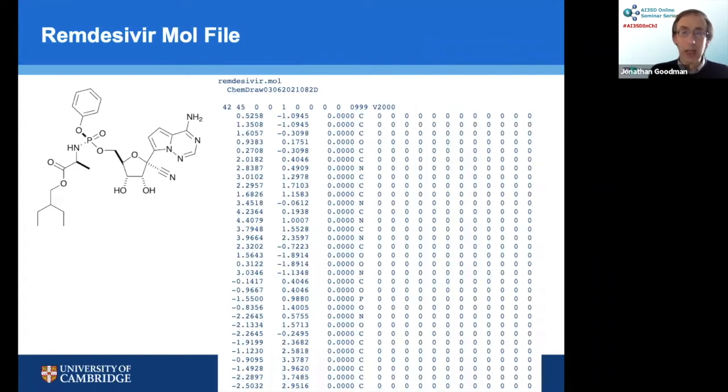This is a mol file. This is two-dimensional information about the molecule, which we can draw in lots of different ways. So a huge number of different mol files will represent the same molecule.